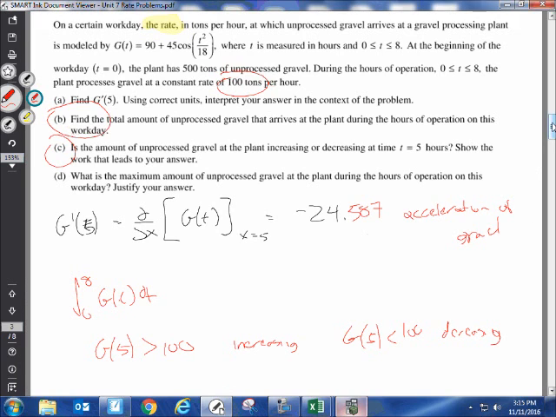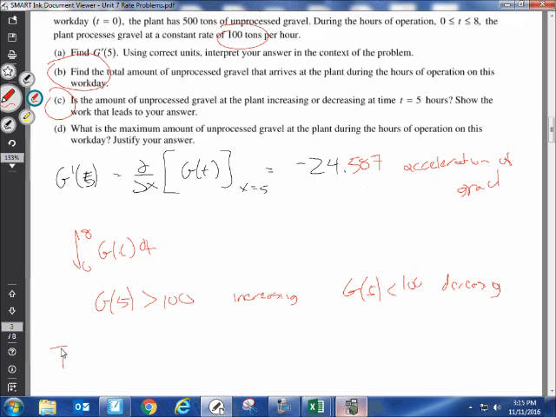What's the maximum amount of unprocessed gravel? Again, let's start with T, which is the total. T prime would be g, which is the rate at which gravel is entering, minus 100, which is the rate at which gravel is leaving. You'd plug g minus 100 into your calculator and see where it changes from positive to negative. Then confirm that it's the absolute max, or you might have to check your endpoints if it's not clear that that's the absolute max, okay?